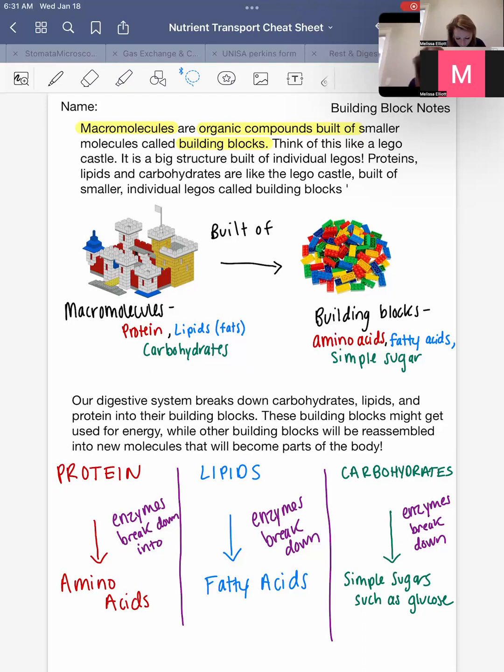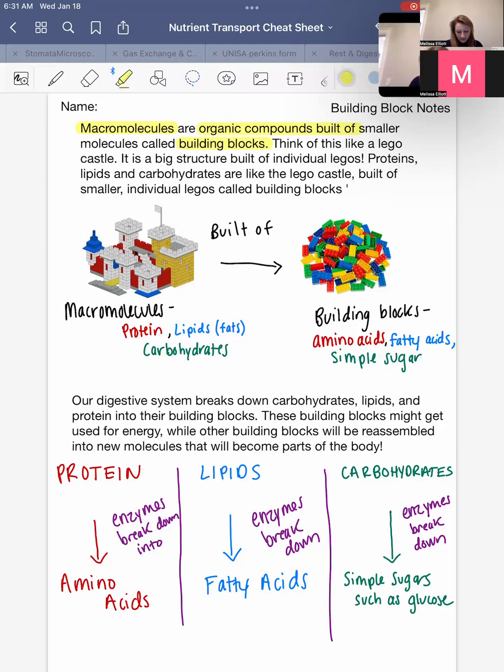So we see here this picture shows us that protein, lipids, and carbohydrates are built of these individual Legos called amino acids, fatty acids, and simple sugar. And I tried to use color coding to show the macromolecule and their building blocks.